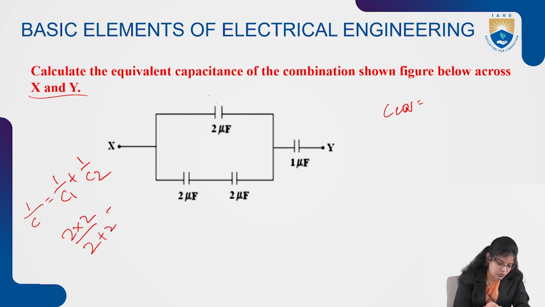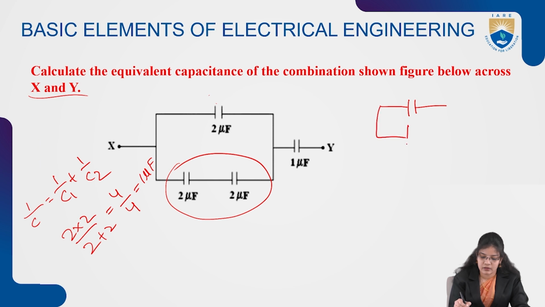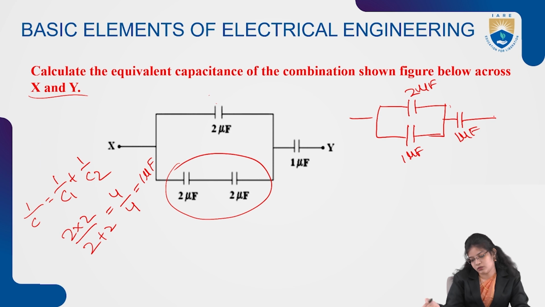2 plus 2, which is 4 by 4. The value of the capacitance will be 1 microfarad. So after reducing these two series capacitors, the circuit will be redrawn. So this will be the circuit after redrawing. So here it will be 1 microfarad and the terminals across it will be X and Y.